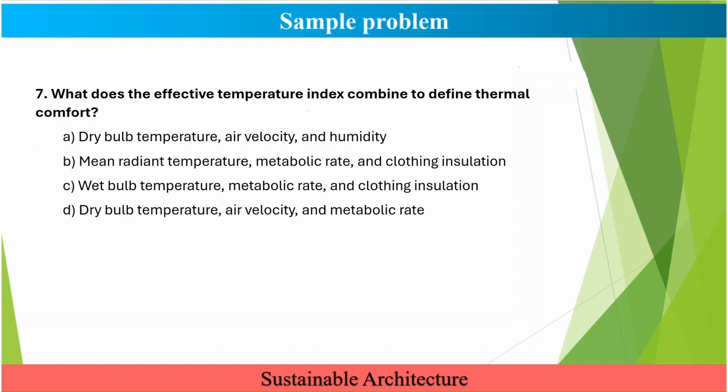So the correct answer for this question is option A. That is dry bulb temperature, air velocity, and humidity. These are the factors that the effective temperature index combines. It has been found that the effective temperature index was the first index developed to bring together these three parameters and to understand the thermal comfort for the occupants. So whoever has marked the answer A is absolutely correct. And we can move to the next question, that is question number 8.